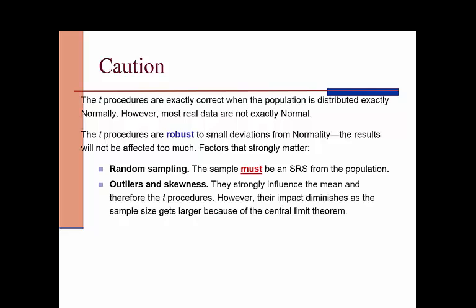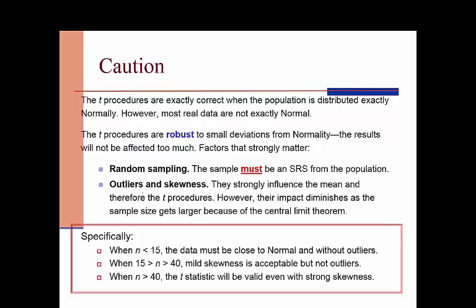Okay, so as a caution, you should be careful when you're using the t-distribution. Outliers can definitely affect your data set. So as a general rule of thumb, when n is less than or equal to 15, the data should look at least somewhat normally distributed. When it's between 15 and 40, it's okay to have a little bit of skewness, but not too many outliers, for you to use the t-distribution. When it is above 40, then the t-distribution is going to be valid no matter what.